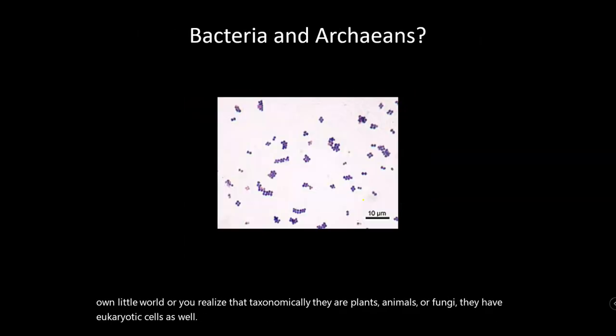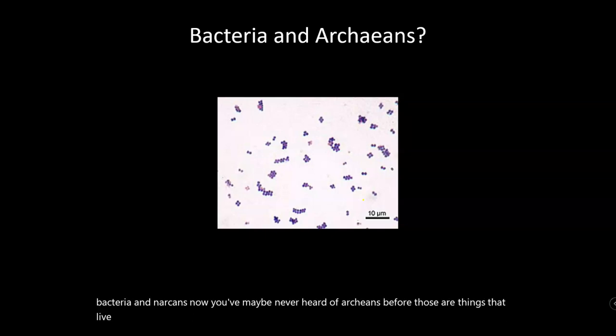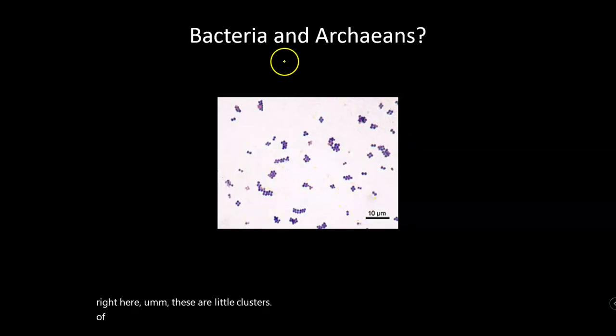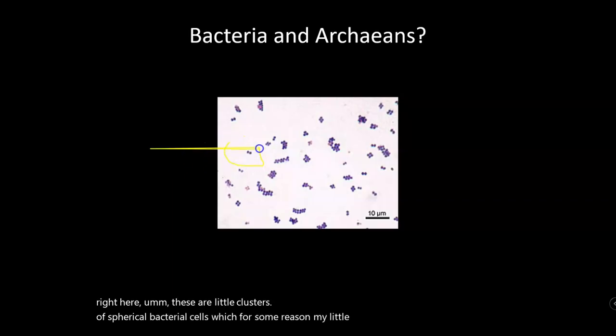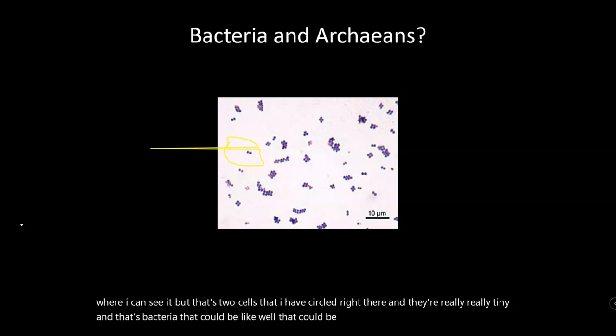Bacteria and archaeans. Now, you've maybe never heard of archaeans before. Those are things that live in really extreme environments. Think hot springs as an example. What you're looking at right here, these are little clusters of spherical bacterial cells, which for some reason my little pointer doesn't want to draw on it where I can see it, but that's two cells that I have circled right there, and they're really, really tiny, and that's bacteria. That could be like gonorrhea as an example.